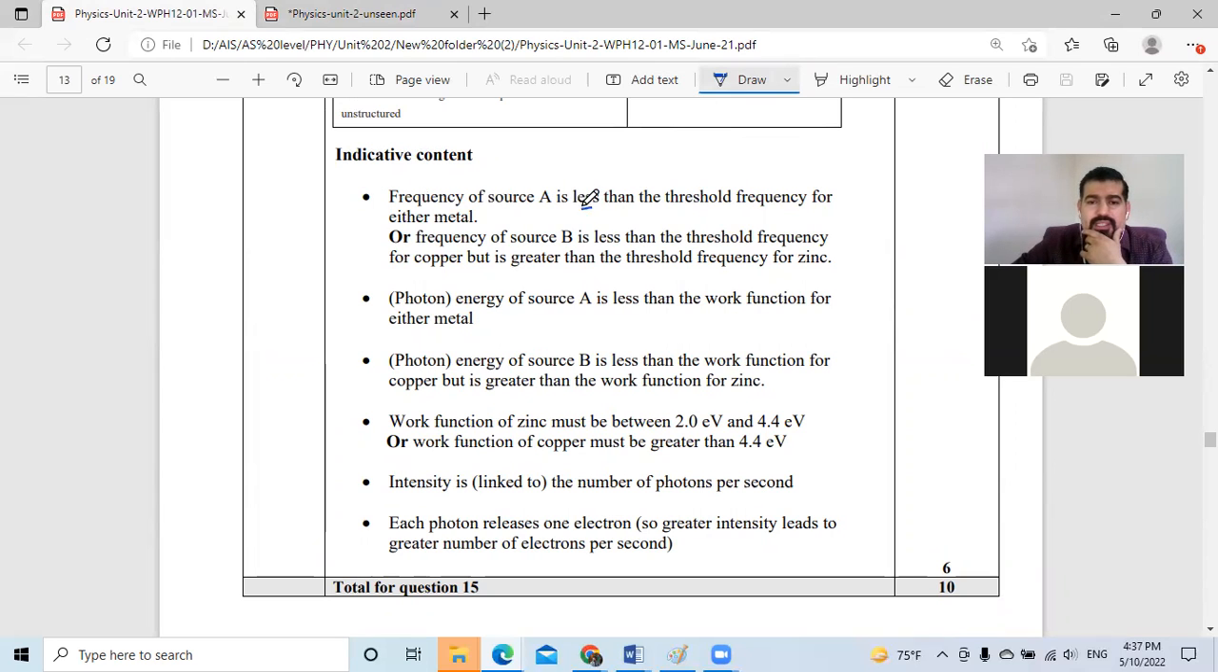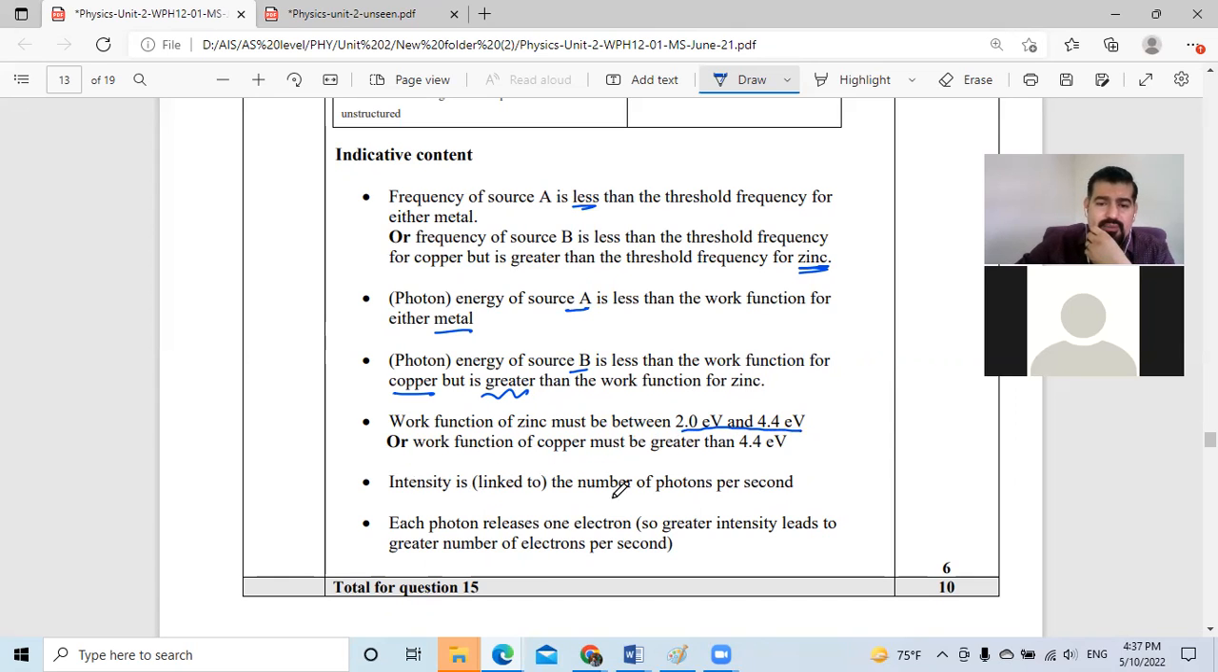Frequency of source A is less than the threshold frequency of the metal, or frequency of A is less than the frequency of B. For copper, it has a greater work function than zinc. This is an idea that we have. Photon energy of source A is less than the work function of metal B. The photons of source B have less energy than the work function of copper, but greater than the work function of zinc. So the work function of zinc must be between these two values.